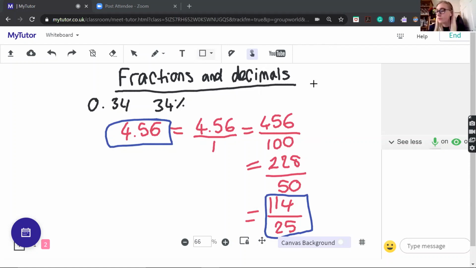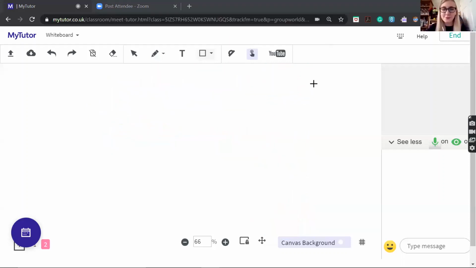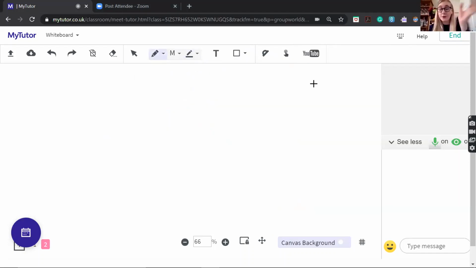Okie doke. We'll have a go now going the other way. So fractions to decimals. This one's a bit harder, but it's pretty cool. To do this, we're going to use the bus stop method, everybody's favorite. And I will show you how. Basically, if you are comfortable with the bus stop method, you can convert these, no problem. There's just a tiny little trick with it.